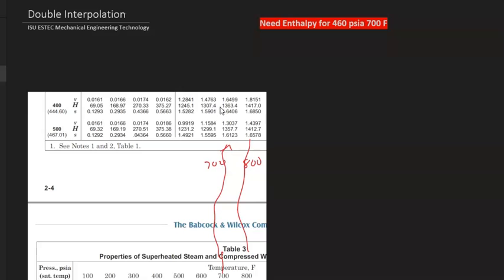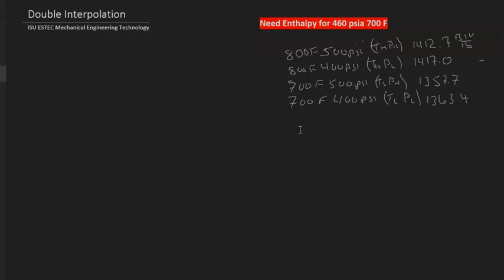Make sure I got the right column here. We've got 1357 for the low at the 700 degrees Fahrenheit, and the 1363 right there, and then the 1417 and the 1412.7 BTUs per pound. So we bring these numbers across from our tables, and let's look at it from a pressure perspective.